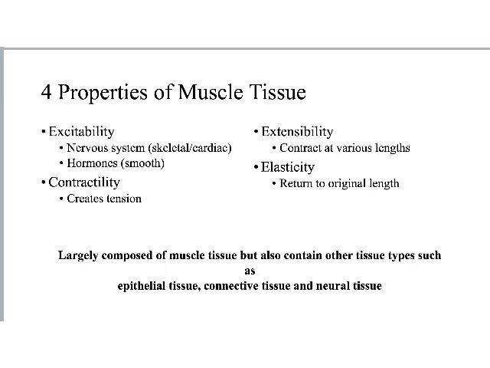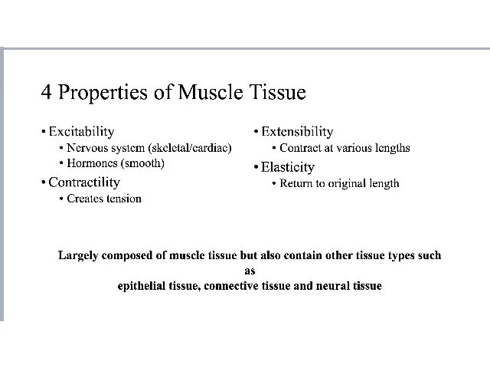So all muscle tissue will have these four basic properties. One is excitability. That means it is able to receive an electrical signal or a chemical signal, which can, in a sense, activate it. And once it's activated, it will be able to contract. So that's the second property, contractility.